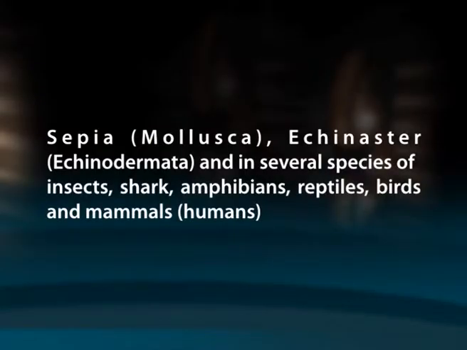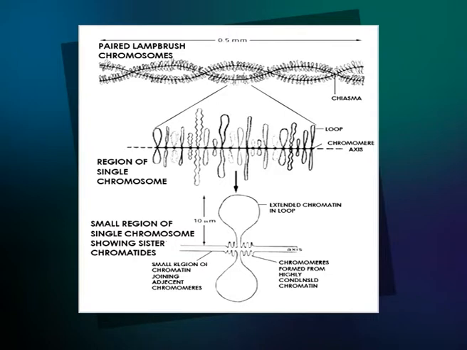They have been described in Sepia, Echinaster, and in several species of insects, shark, amphibians, reptiles, birds and mammals. Lampbrush chromosomes have also been found in spermatocytes of several species, the giant nucleus of Acetabularia, and even in plants. Generally, they are smaller in invertebrates than vertebrates. They are observed in oocytes because oocytes are high in DNA content.